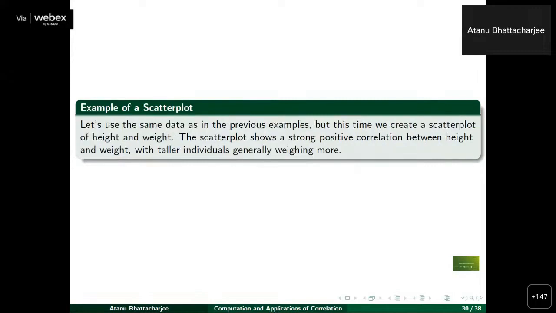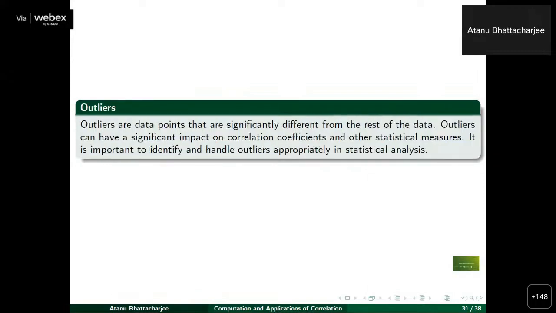Let's use the data from the previous example, but this time we create the scatter plot of height and weight. The scatter plot shows a strong positive relationship between height and weight, with taller individuals generally weighing more.